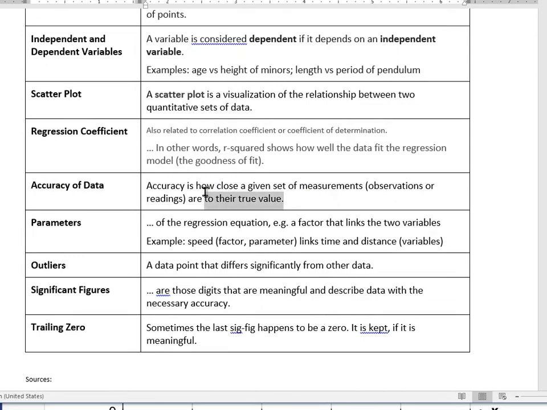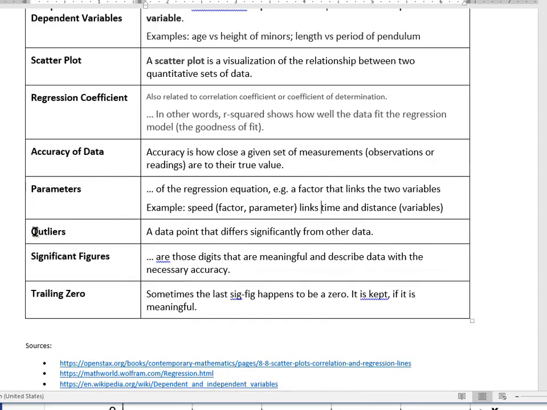Accuracy of data is how close a given set of measurements are to their true value. For example, when we turned the air resistance on, we lost some accuracy of the data. Parameters are the numbers that we found in the regression equation in Desmos.